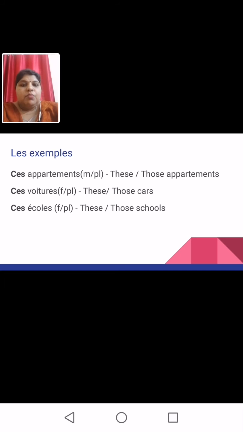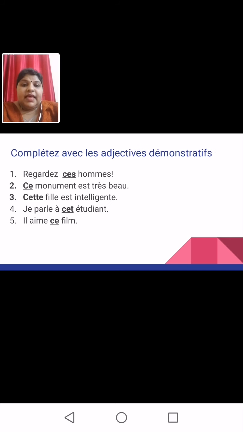Now, let us see more examples in the form of an exercise. Complétez avec les adjectifs démonstratifs. Complete with the demonstrative adjectives. Look at the first sentence. Regardez ces hommes. Homme means man, and it is a masculine noun, but it is plural there. So, you are using ces hommes. Regardez ces hommes means look at these or those men.